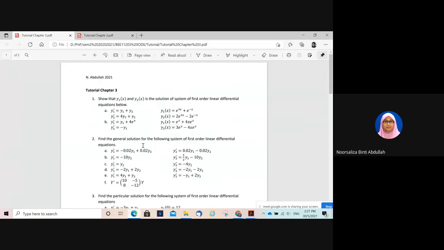Okay. So, can we proceed with the class? If there are no questions, okay. So, now is tutorial chapter 3. Question number 1 is, you have to show that Y1 and Y2 are the solutions of the first order linear differential equation. So you have to prove that this Y1 and Y2 are the solutions of this Y1 prime and Y2 prime. So, how do you do it?